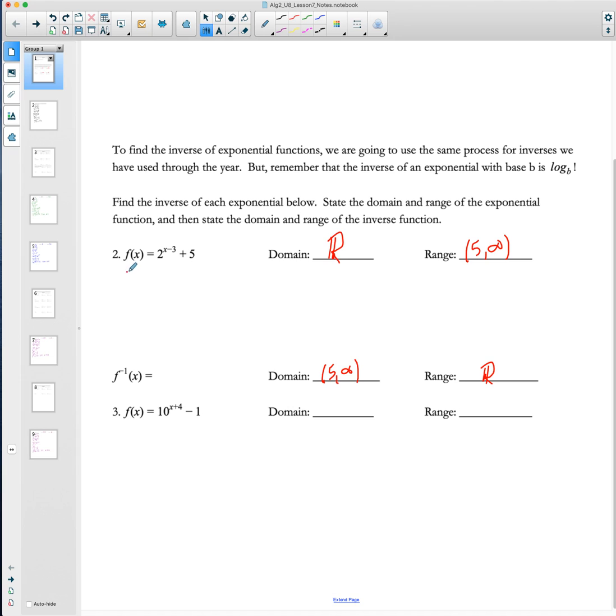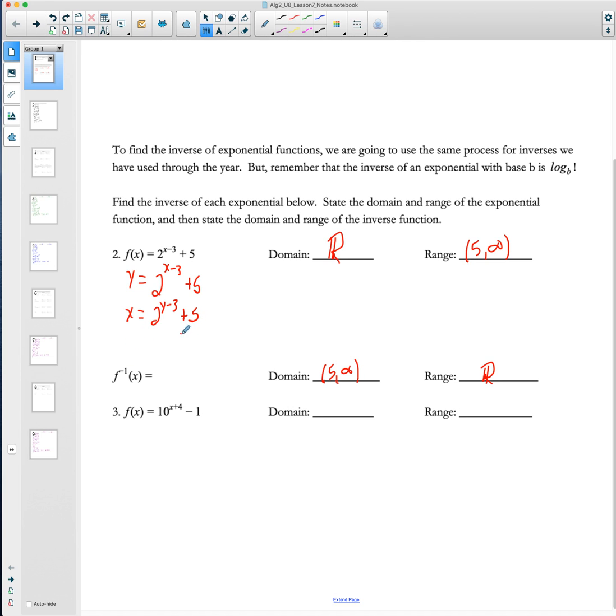And I'm going to just go ahead and put our y in here. So y equals 2 to the x minus 3, and then plus 5. And then what we said we want to do first is switch our x and our y. So now we're going to have x equals 2 to the power of y minus 3, and then plus 5 here. And then now what we want to do is solve for this y in much of the same fashion that we did on the opener.